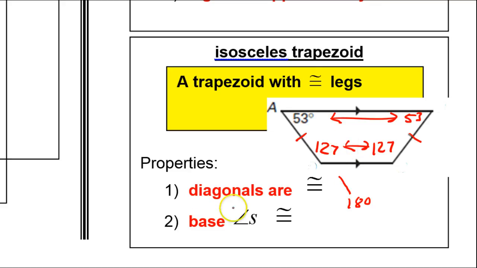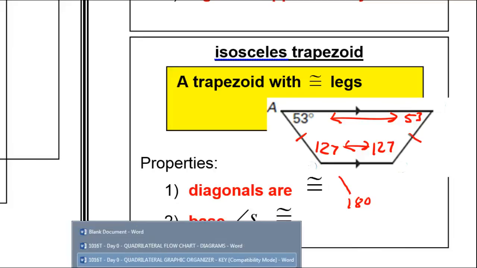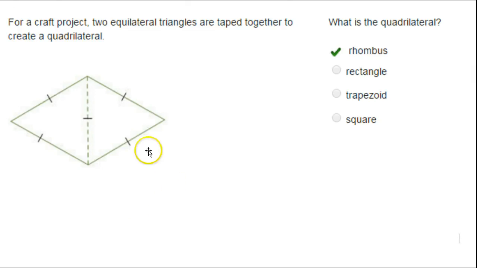Okay, so that's a lot of background information that I just covered. Now let's look at some specific questions and see how we do. So this is question number 1. For a craft project, 2 equilateral triangles are taped together to create a quadrilateral. So we have these 2 equilateral triangles as shown.